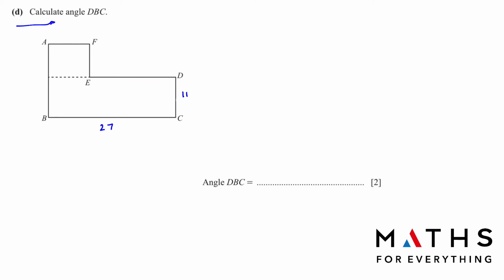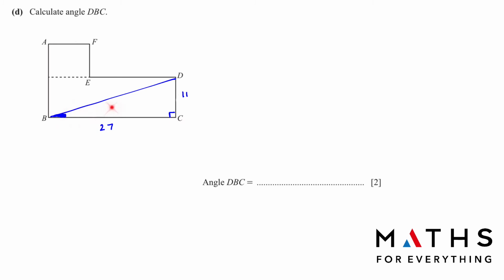Part D of the question: calculate angle DBC. We know that BC is 27 and DC is 11. We just solved it. Now to find BD, which angle are we looking at? DBC, sorry. This is the angle we are looking to find. And you know that it's a rectangle, so this is 90 degrees, a right angle triangle. So we need to use trigonometry.